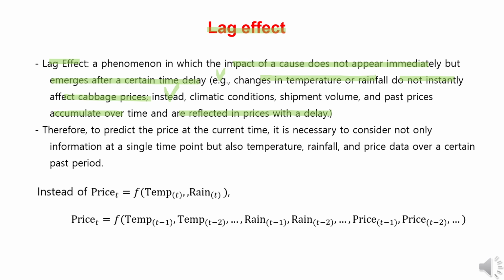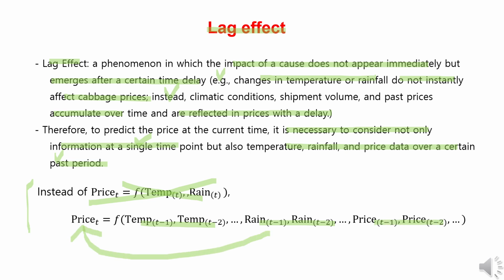Because of these characteristics, it is necessary to consider not only information at a single time point, but also temperature, rainfall, and price data over a certain past period. In mathematical terms, the current price is not simply a function of temperature and rainfall at the current time, but can be expressed as a function that incorporates information from multiple past time steps. In other words, the current price is the cumulative result of past weather conditions and price trends.